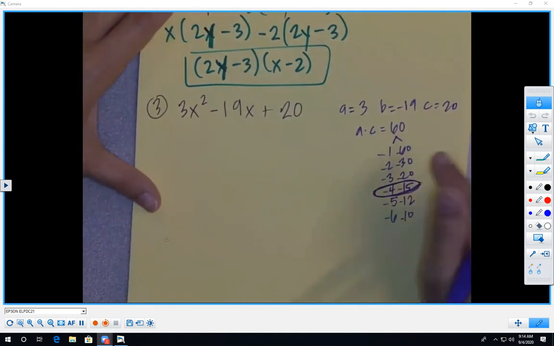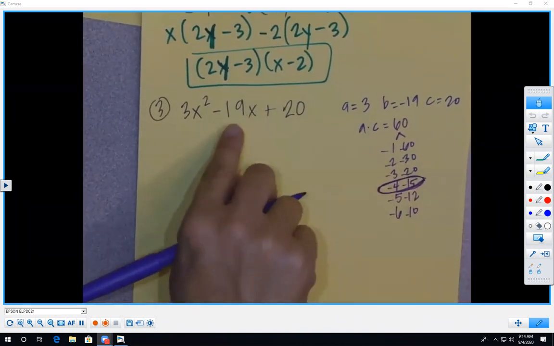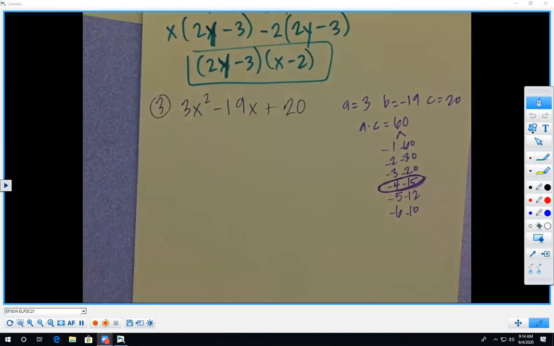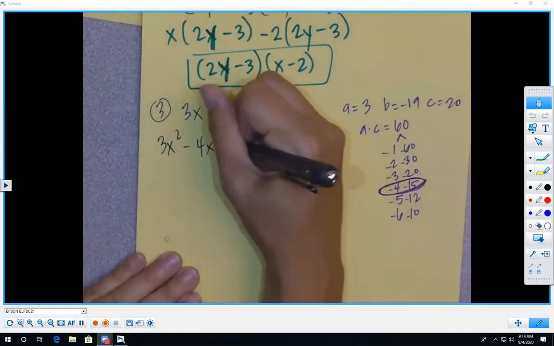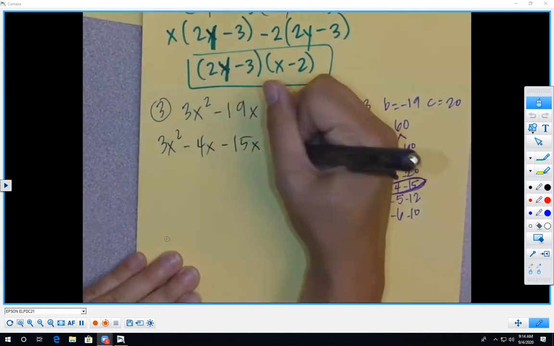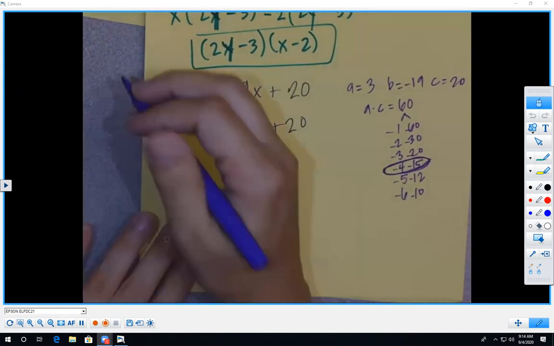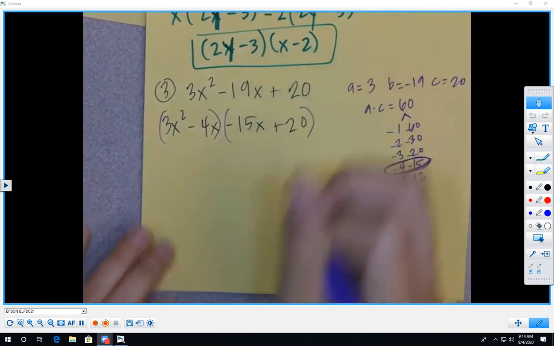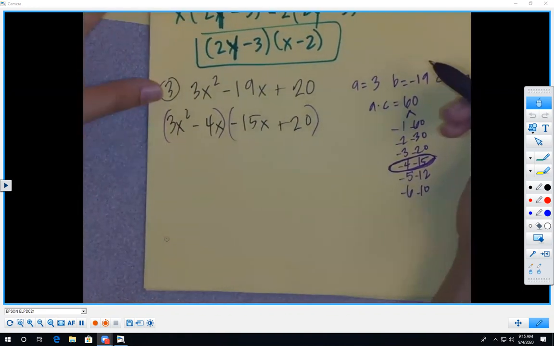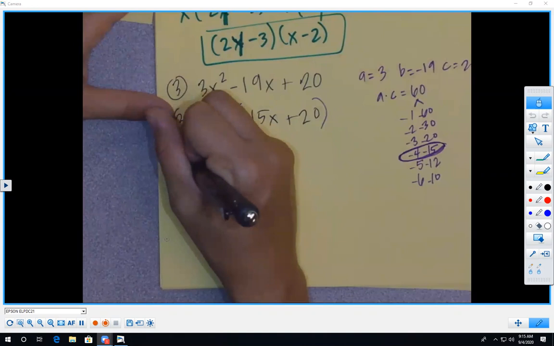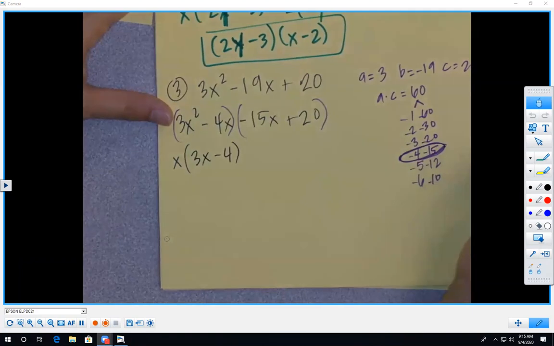Okay, so I take these two numbers. This is not a shortcut problem because A does not equal 1. So I have to take those two numbers and rewrite them in for 19x. So it's going to be 3x squared minus 4x minus 15x plus 20. Put them in two groups and factor by grouping. If you put the 15x first, that's totally fine. You're going to get the same answer, but it's going to look a little bit different. 3x squared minus 4x, they have an x in common. When I take out an x, left over is 3x minus 4.